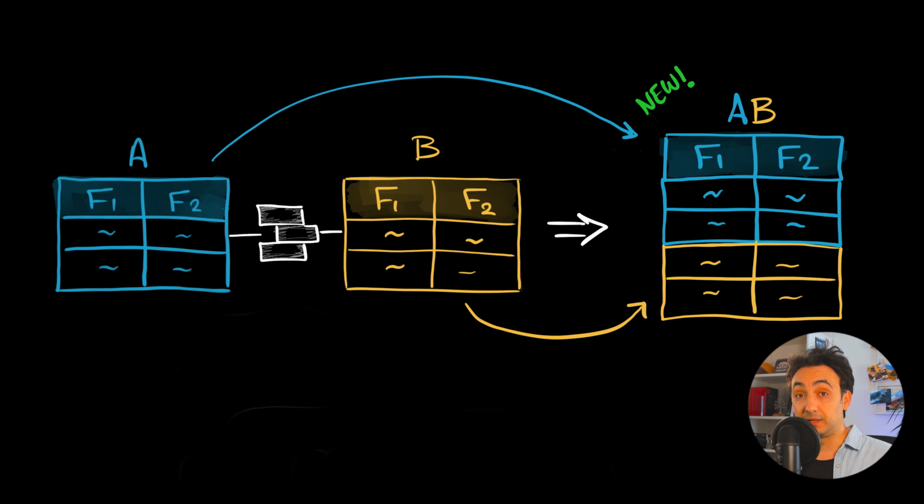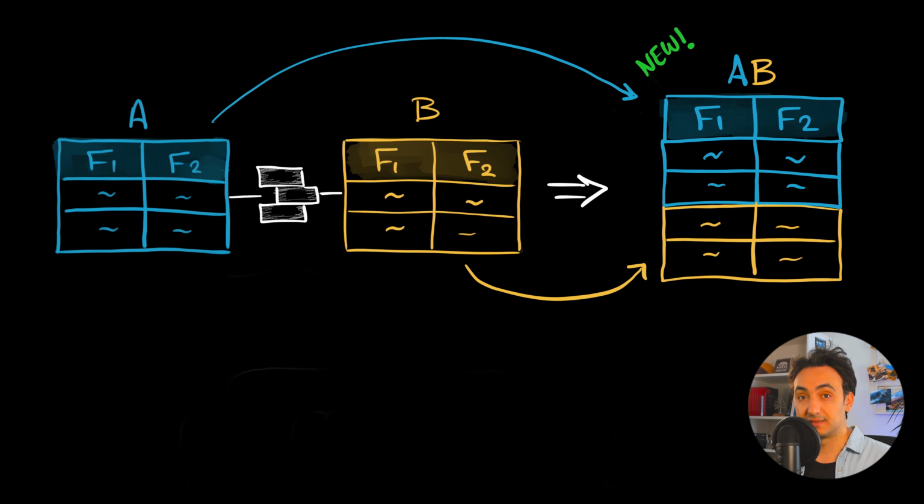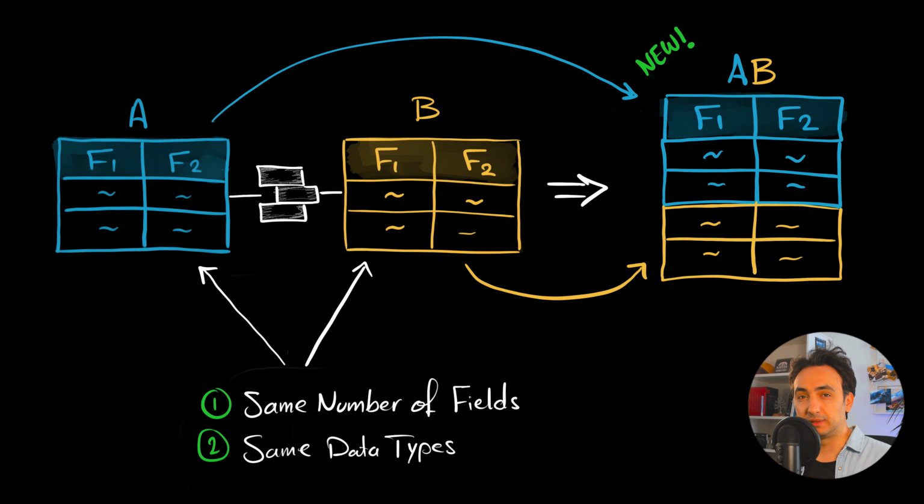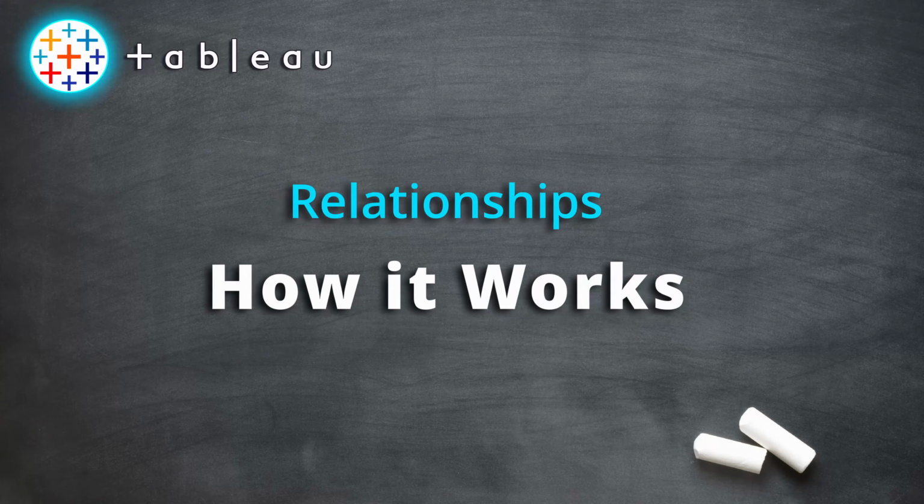And in order to do the union correctly, we have 2 requirements. First, both of the tables should have exactly the same number of fields, and second, the fields should have exactly the same data types. So as you can see, we don't need a key between those 2 tables. It's not like the join.